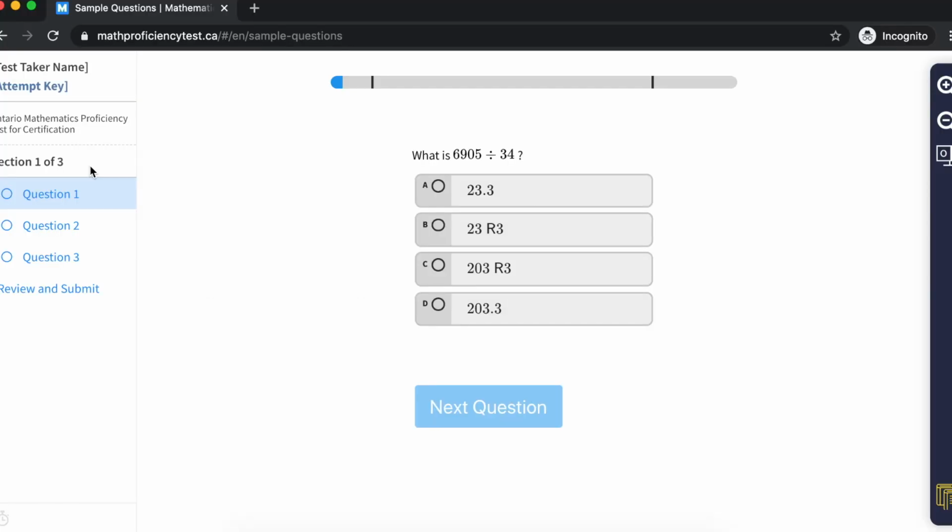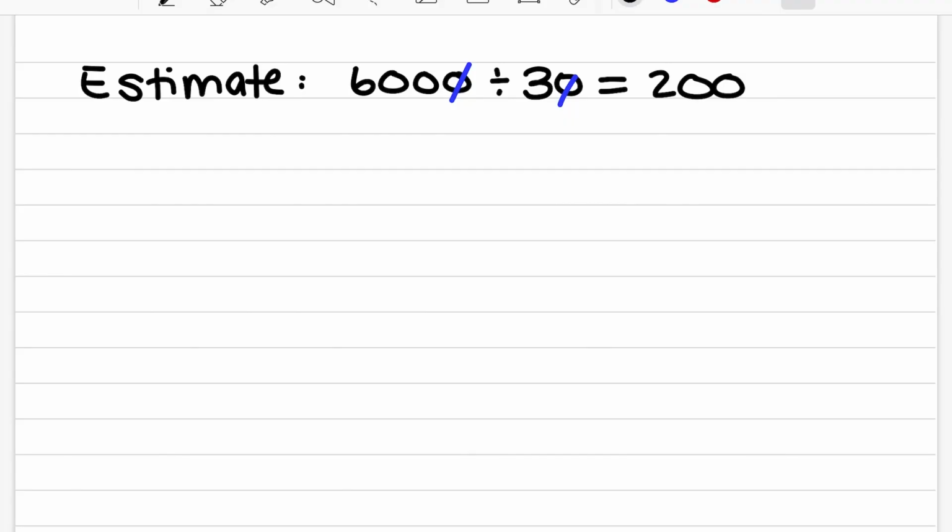That way we can ignore options A and B, which are 23, because we know that's way too far off. 203 is much closer to our estimate of 200, so we know that the answer has to be either C or D. We can do this 2 ways, either by long division or by guess and check using multiplication. So we'll start with the long division. We have 34 going into 6,905. The first step is to see how many times 34 goes into 69.